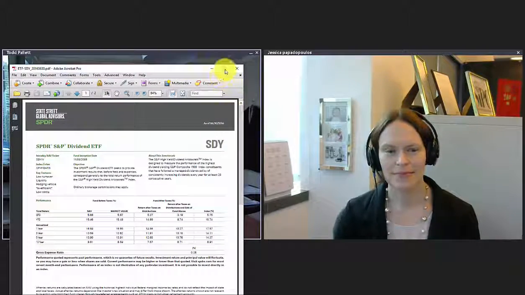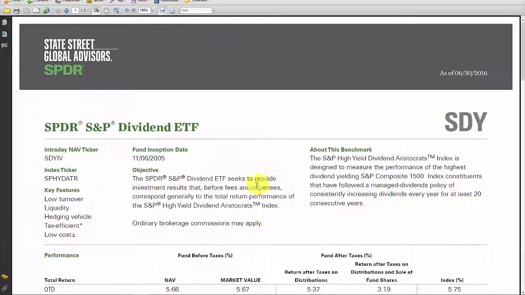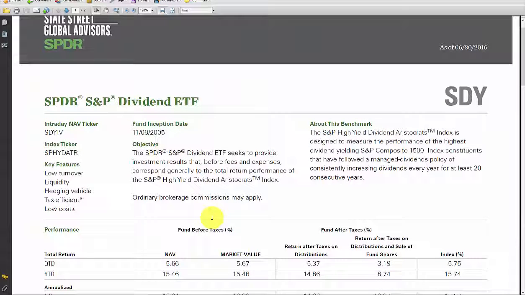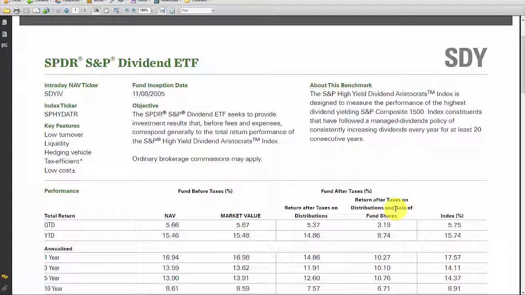What we're going to talk about today is the S&P Dividend ETF. I'm going to put it up on the screen to show our listeners. And this is a high yield dividend ETF with the S&P 500. But it takes the highest dividend yielding S&P Composite 1500 index and uses that index to look at which companies have been paying a dividend that's been increasing for 20 consecutive years. Do you want to just talk a bit more about this ETF, Jess?